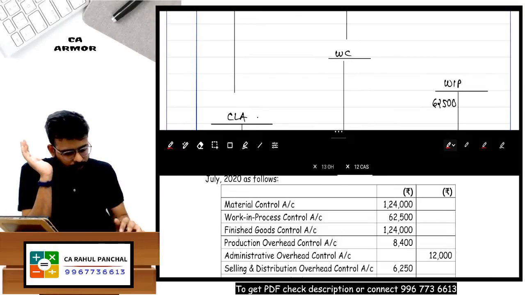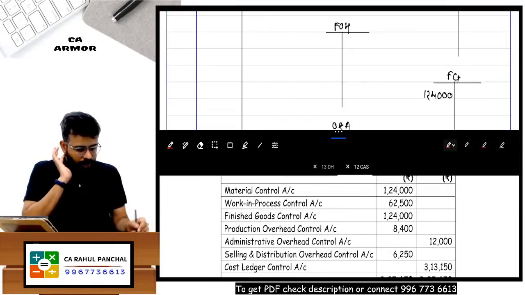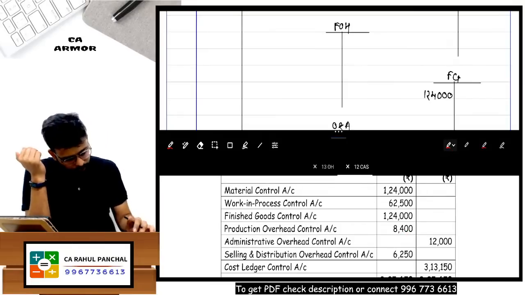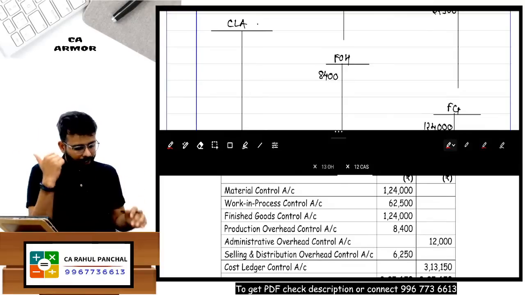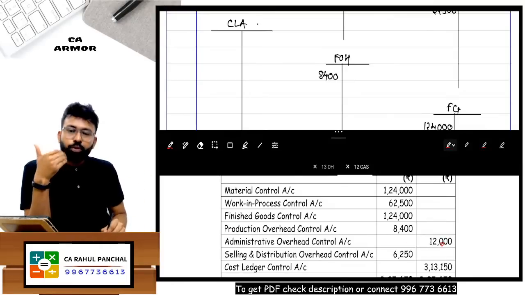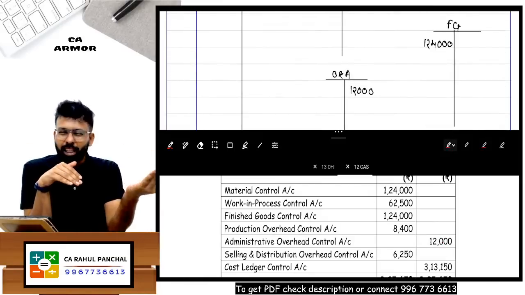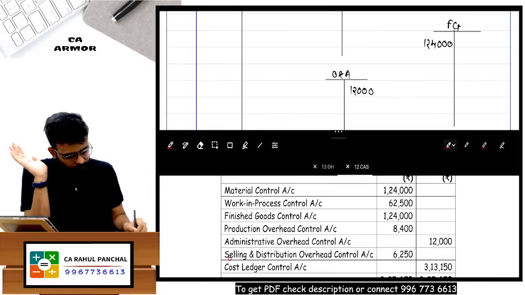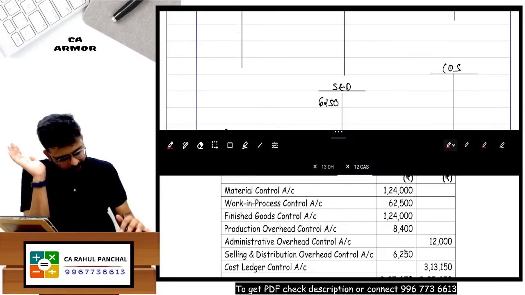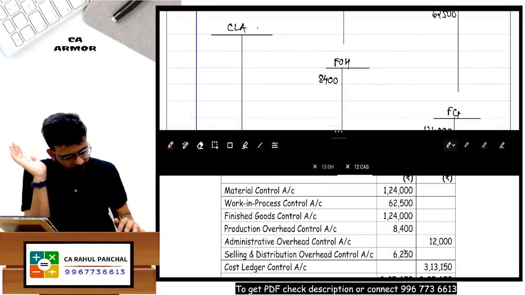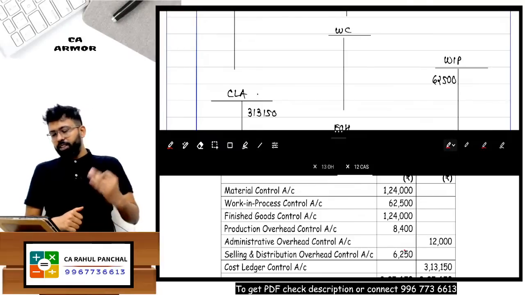Then finished goods account is 1,24,000. On the debit side of finished goods account you will write 1,24,000. Then production overhead, that is factory overhead, you will write 8,400 on the debit side. Then admin overhead, if you check, it is on the credit side, so be very careful. On the credit side you will write 12,000 as balance brought down. Selling and distribution 6250 on the debit side. And CLA, cost ledger control or adjustment, on the credit side we will write 313,150. So the first step is to transfer the opening balances.